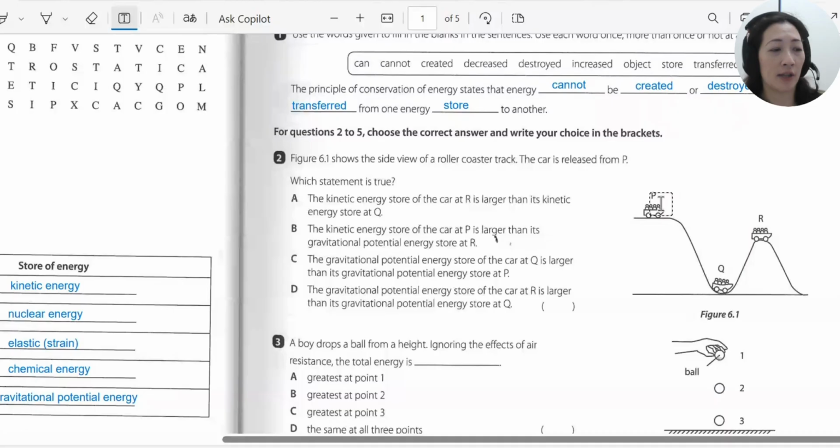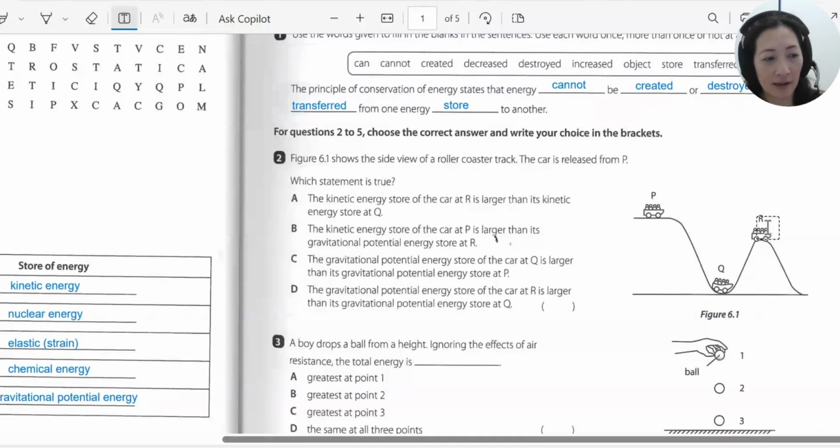This gravitational potential energy would then be converted into kinetic energy as it moves down. So at the bottom here at Q, it has the greatest kinetic energy and the least gravitational potential energy because it's at the lowest point. And somehow it's able to go back up to R. Why? Because the kinetic energy here is converted back into some gravitational potential energy.